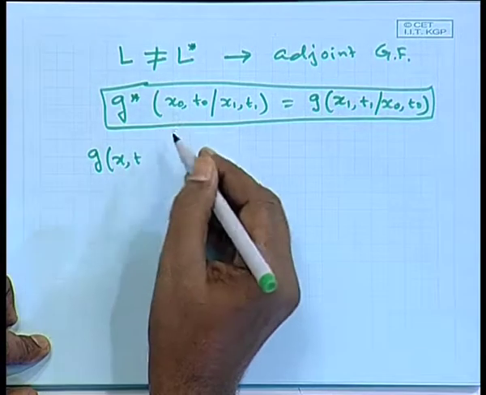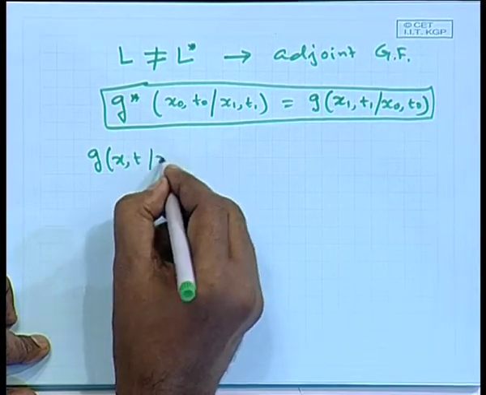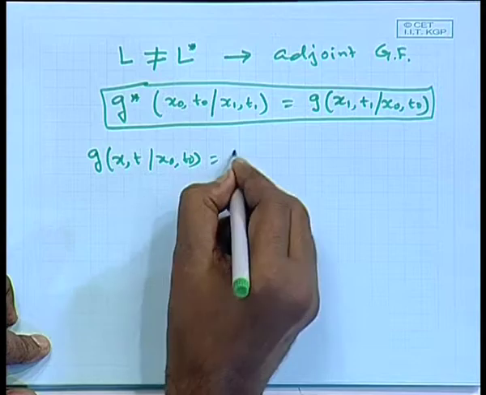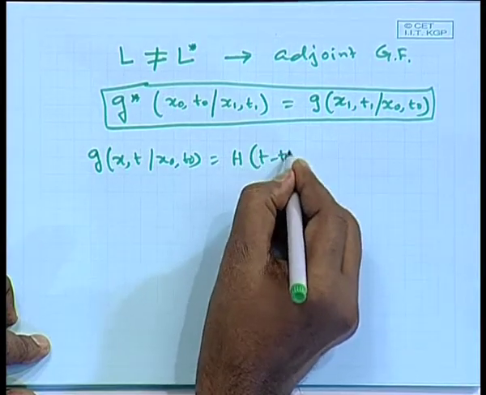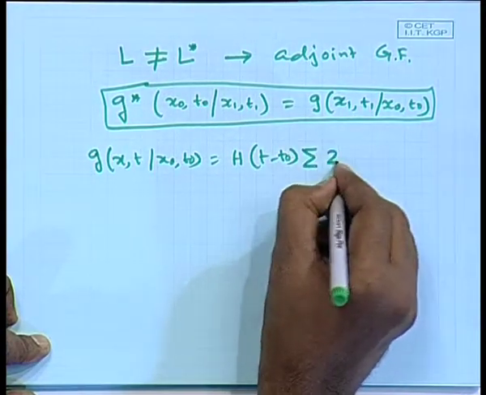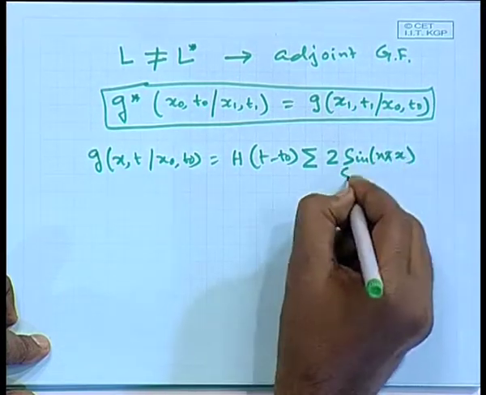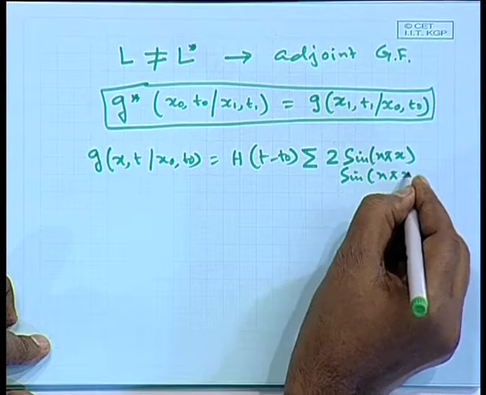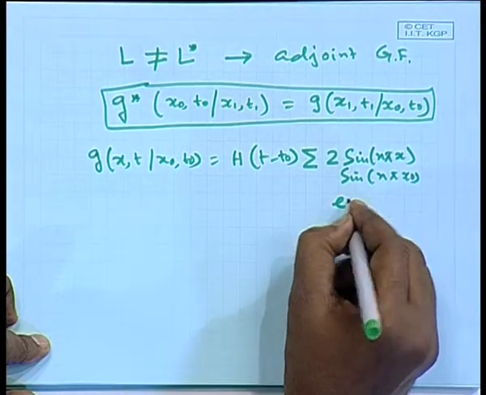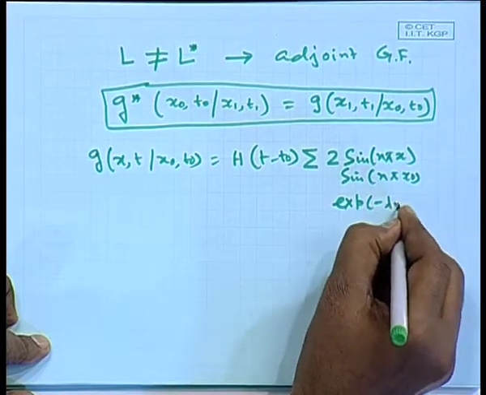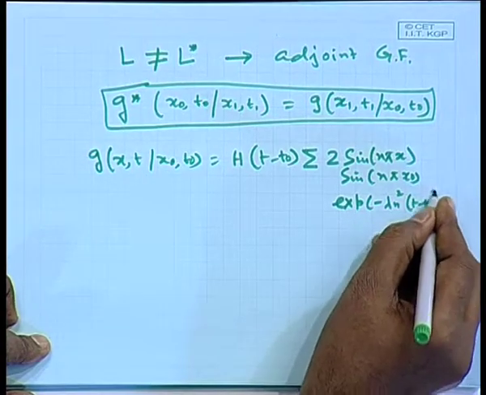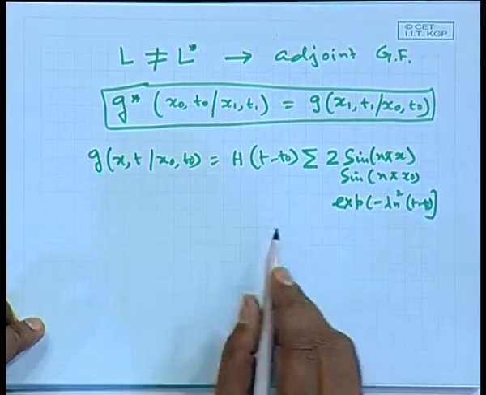Let us first write down the expression of G: Heaviside T minus T naught, summation 2 sin n pi x, sin n pi x naught, exponential minus lambda n square t minus t naught. Okay. That is the expression of G.